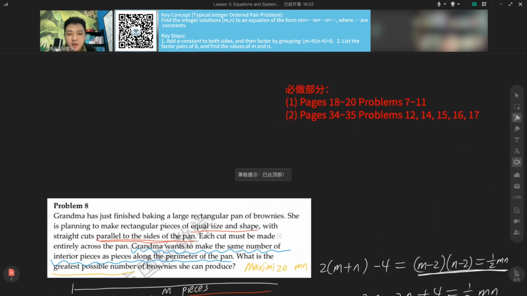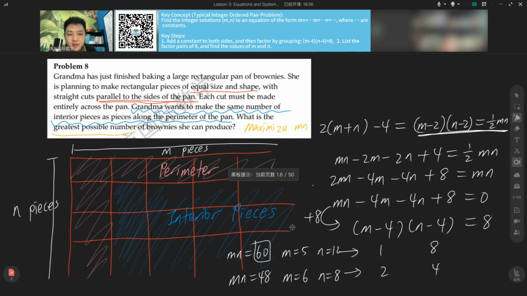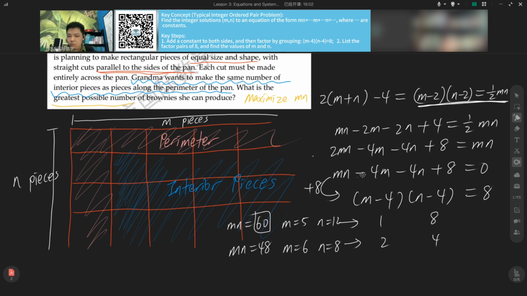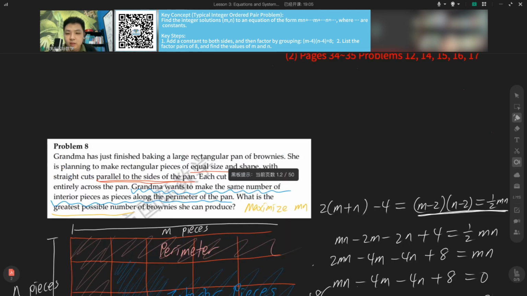那这道题呢，还是 SFFT，Simon's Favorite Factoring Trick，分组分解。All right, this is problem 8.